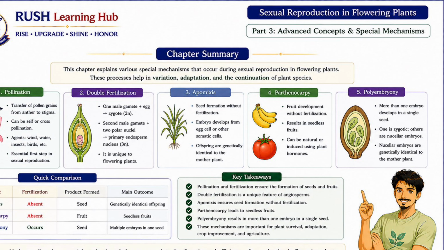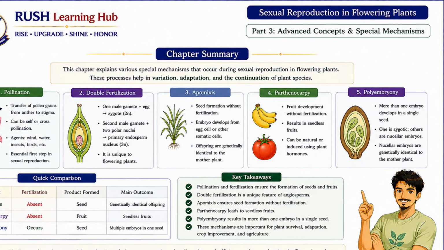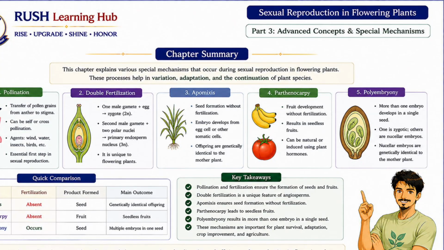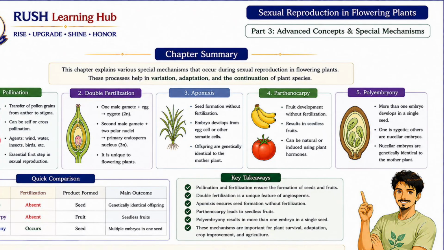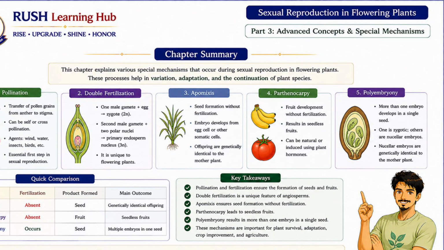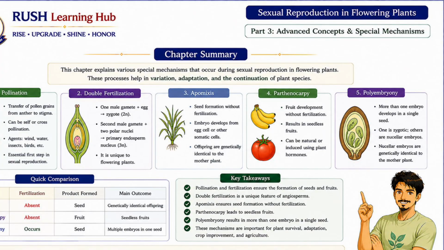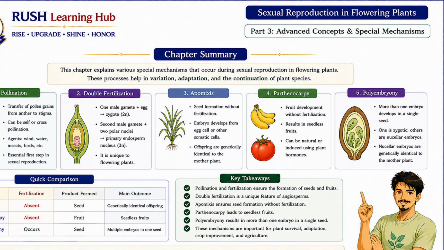In this final lesson, we explored several special mechanisms of reproduction. We learned that apomixis is the formation of seeds without fertilization. Parthenocarpy is the development of fruits without fertilization, resulting in seedless fruits. And polyembryony is the occurrence of more than one embryo within a single seed. These mechanisms are not only biologically fascinating but also highly important in agriculture, horticulture, and plant breeding.